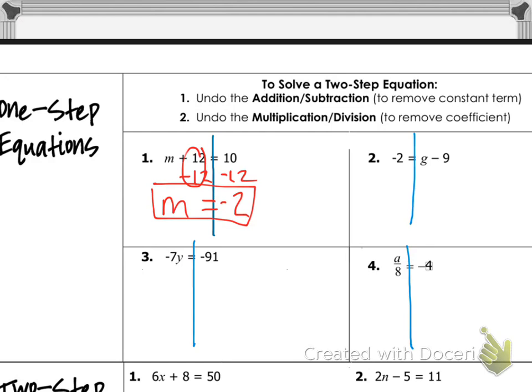And I can always check this. You always want to check. Algebra is so fun because you can always check. So if you were to put negative 2 where m should be, you have negative 2 plus 12, which is 10.